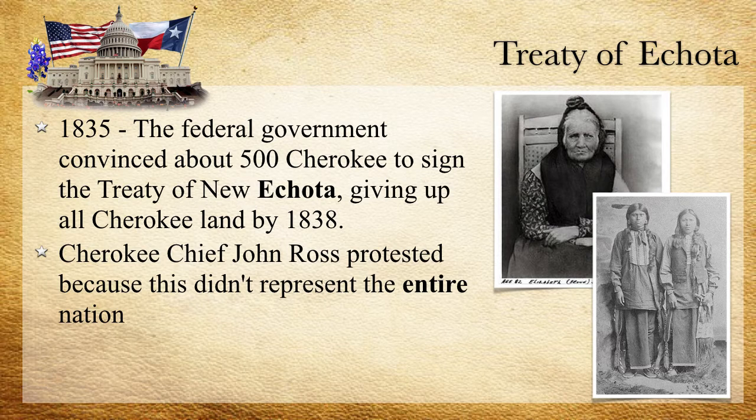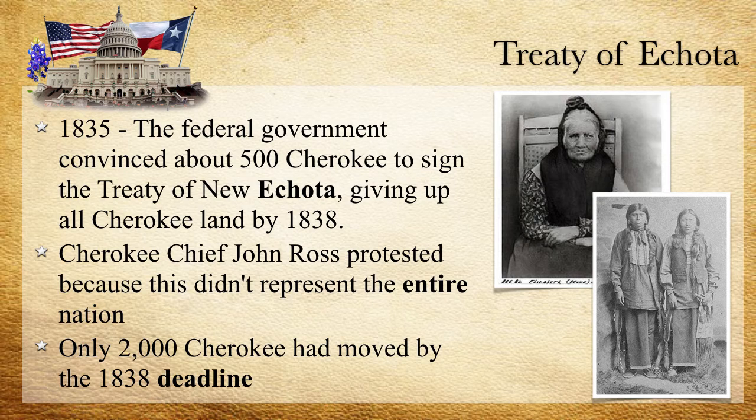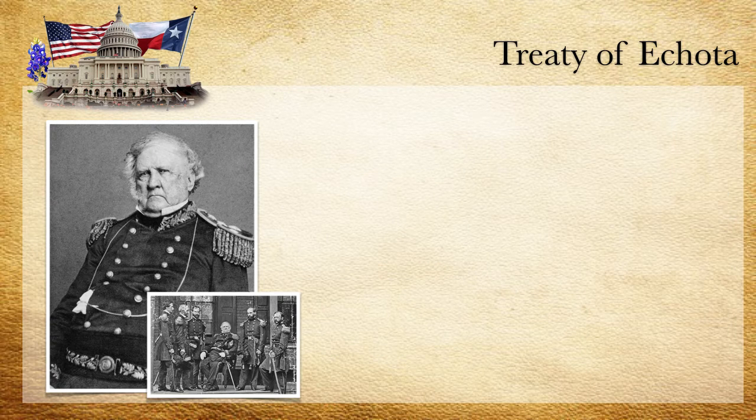And so when Chief John Ross comes up and he says, "Hey, these people don't represent us. They don't have any authority to do this," the U.S. government just ignores them. It says, "Hey, Cherokee signed it. It's legal. It's binding. Get out." But by 1838, only 2,000 Cherokee had moved into this area. So by 1838, it's clear that we are going to need to use military force to get them out, and that's what we did.